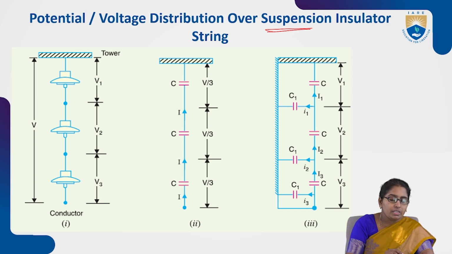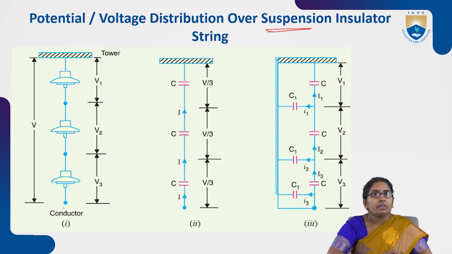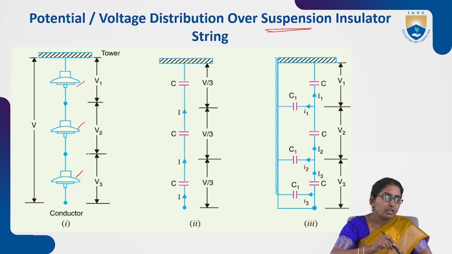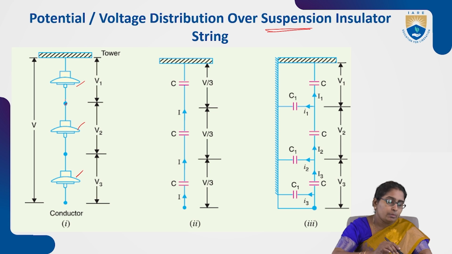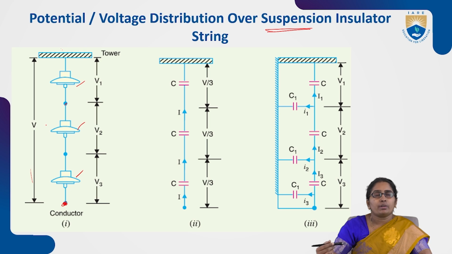You can see on the left side, in the first picture, there are three porcelain discs, 1, 2, 3. They are connected in series by a metal link between them, so any two porcelain discs are joined by a metal link. At the end the conductor is passing, and the string is suspended from the cross arm. On the other side there is a pole or tower supporting it. This is the arrangement of the suspension insulator.